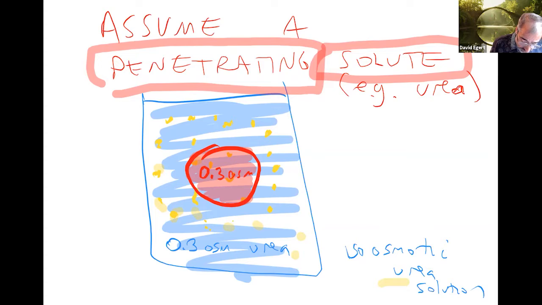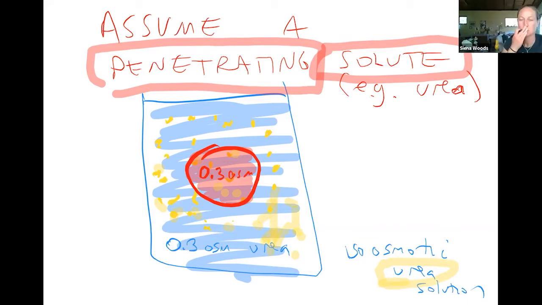Normally, urea is not inside a cell. It's a waste product that you get rid of. So how much urea is in the cell to start with? None. There's no urea. But there's a whole bunch of urea outside. Which direction does the urea want to go if we just look at the diffusion gradient of urea? Into the cell, high to low. It's 0.3 out here, 0 in the cell.